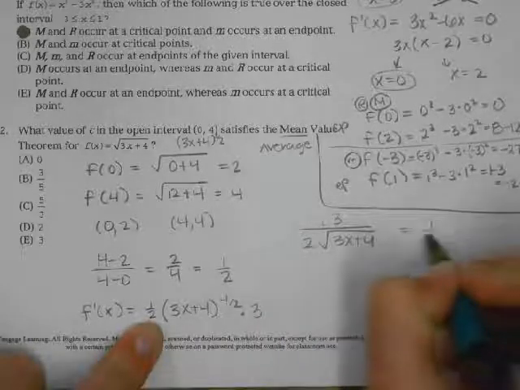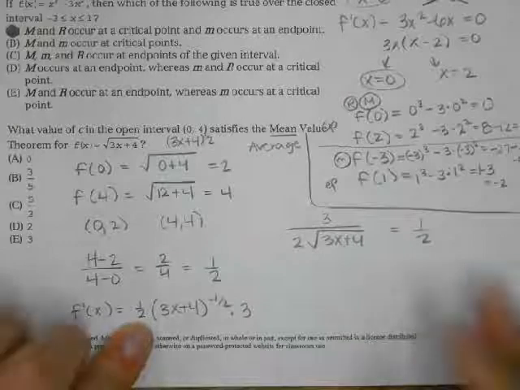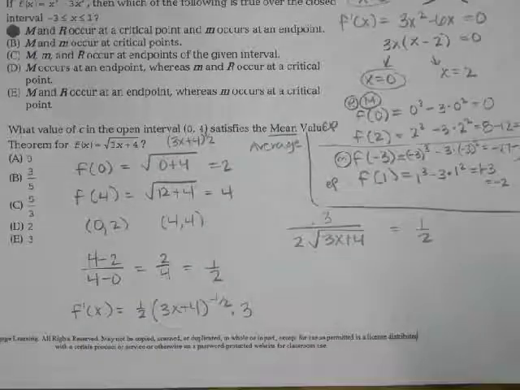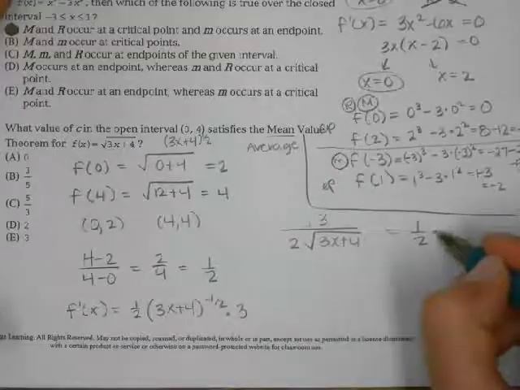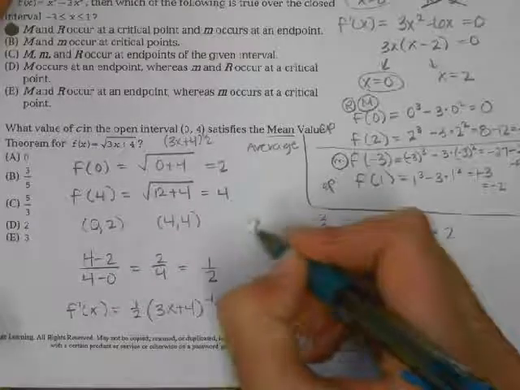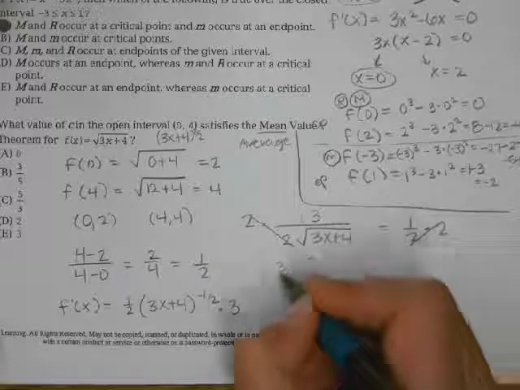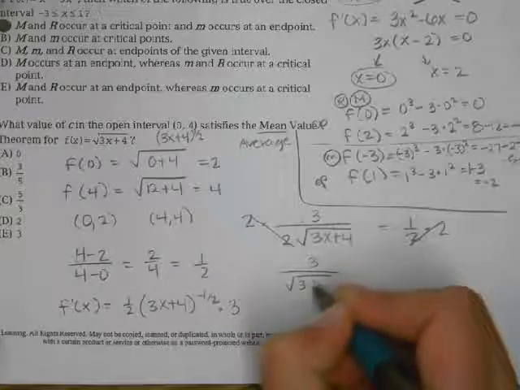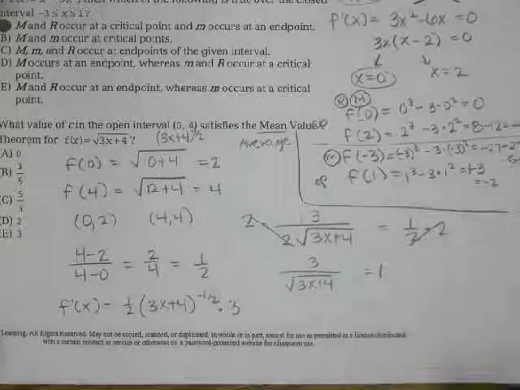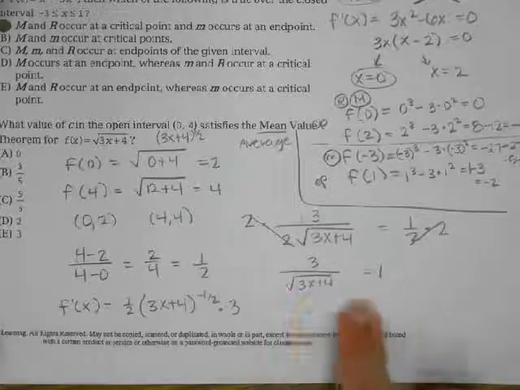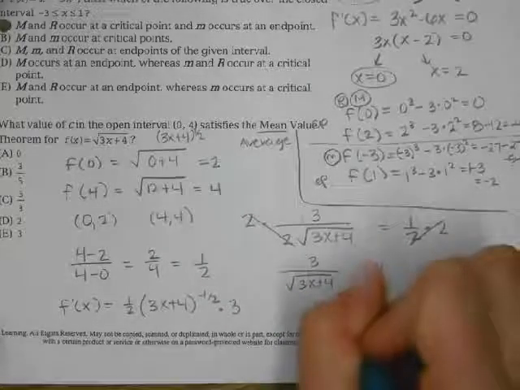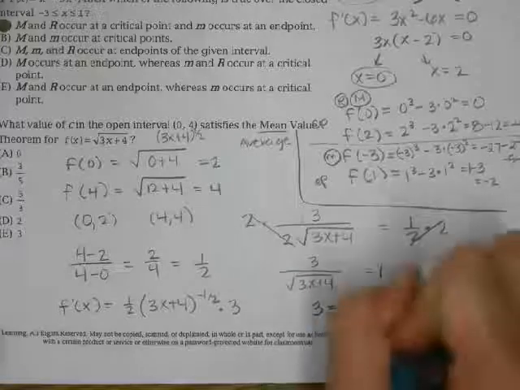That somehow equals 1/2. I'm going to start to get rid of the fractions. I'm just going to go ahead and multiply by 2 and multiply by 2. And I'm doing that because that makes things look a little bit nicer. And then I can go ahead and multiply my square root up to the other side. 1 times the square root just equals that square root.